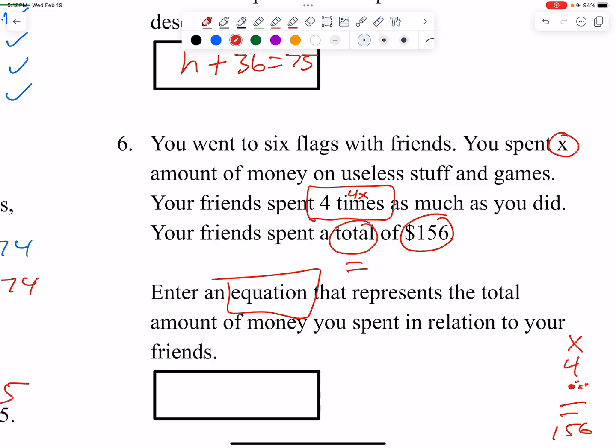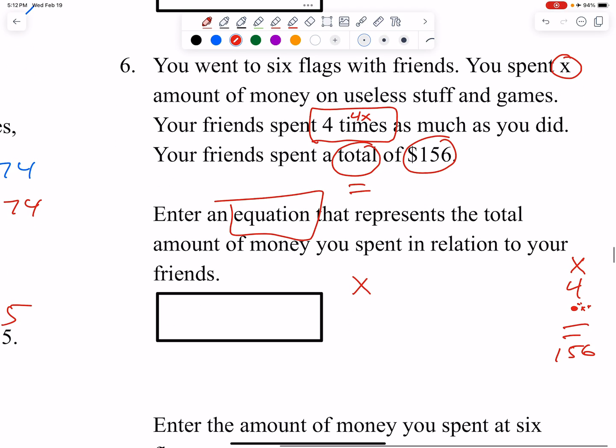So you spent, let's start at the beginning. You spent X amount of dollars. Your friends spent 4 times more. Did you have to add that? Does it say to add it anywhere? No. So your friends, now we're in a different part, right? Like, it doesn't say you added it to your friends. It just says now you're dealing with your friends. So your friends spent 4 times as much as you did. Your friends, so I'm still talking about my friends, spent a total of $156.